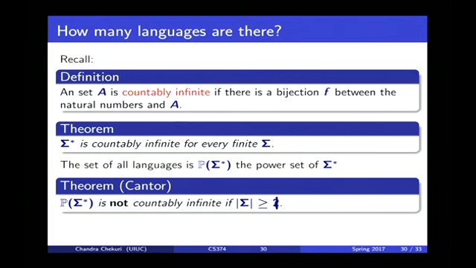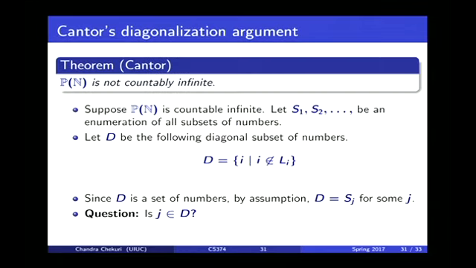The number of languages is much bigger than the set of strings. Okay, so how do we prove this? Well, let's just prove it. Recall the 173 proof that the power set of the integers is not countably infinite.